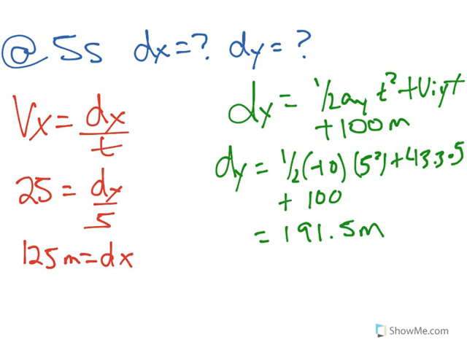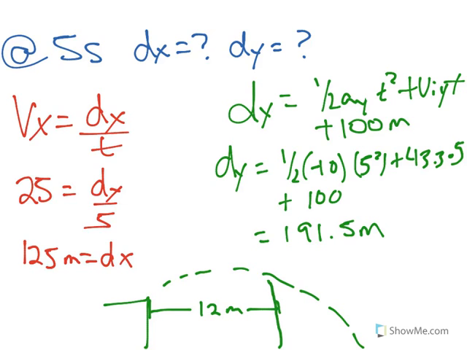And this tells us that if this is our building, our ball at 5 seconds is 125 meters this way and 191 meters this way.